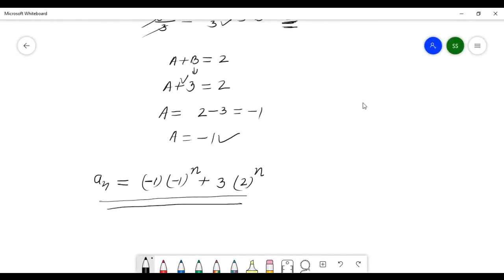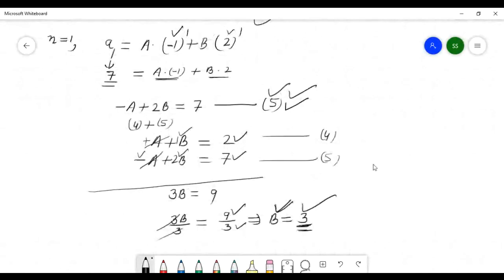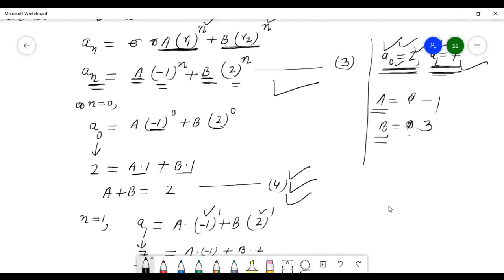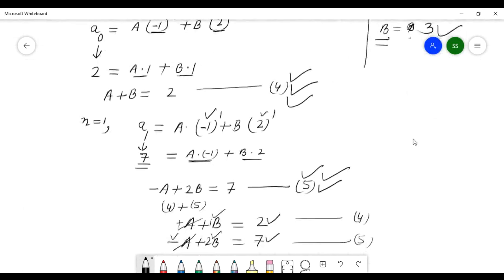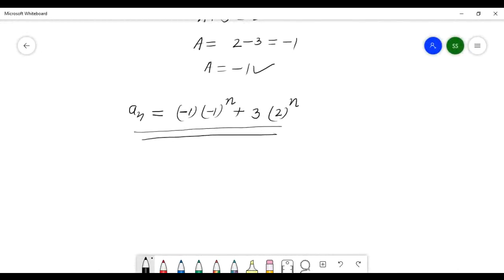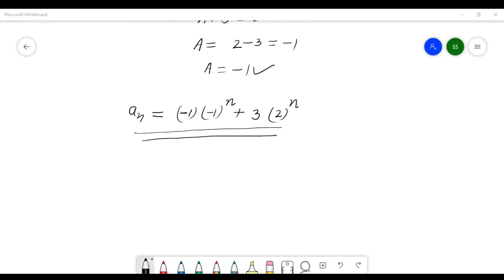And the solution is what? The solution is the general solution. Then find this A and this B. A is minus 1 and B is 3. Put them here: A is minus 1 and B is 3. Then that is the final equation, the final solution.